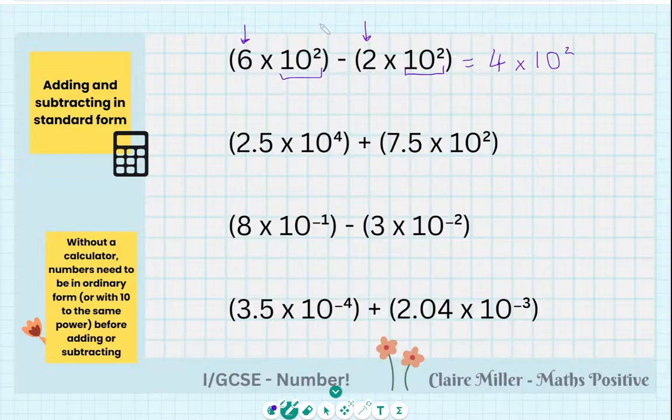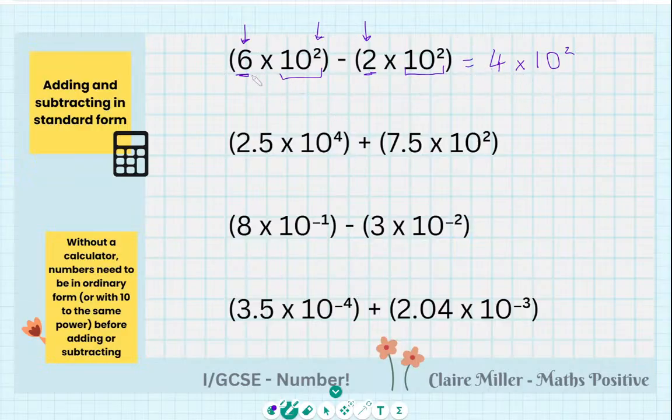So when you're adding or subtracting, if the 10 to the power parts are the same, you just add or subtract the numbers at the front. But quite often they're not the same. So you either need to do a little bit of converting with one of them, or maybe just turn them both into ordinary numbers if you're at all unsure. The only thing with that is a lot of questions might ask you to give your answer in standard form, so you might need to do a little bit of converting back and forward to get your final answer.